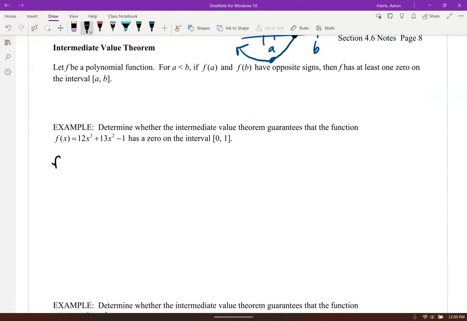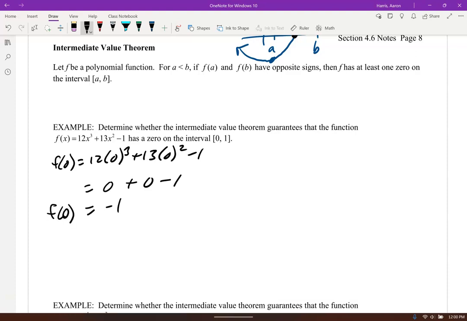So this first example, determine whether the intermediate value theorem guarantees that the function has a 0 on this interval. Well, let's plug in 0 and let's see what we get. So it looks like I got 0 plus 0 minus 1. It looks like I got -1. F of 0 is -1. So here's that point, 0, -1. Now let's throw in the 1, the other end of the interval. Remember, this is going from 0 to 1.